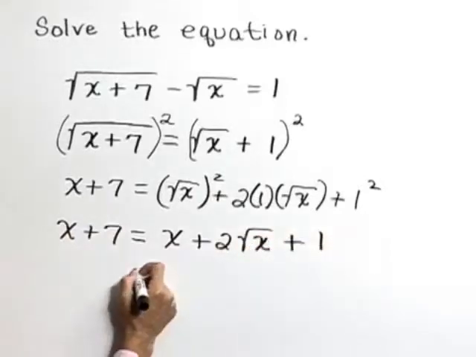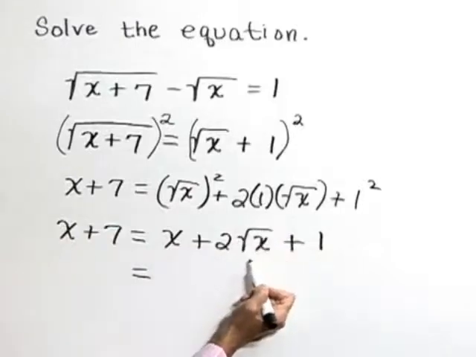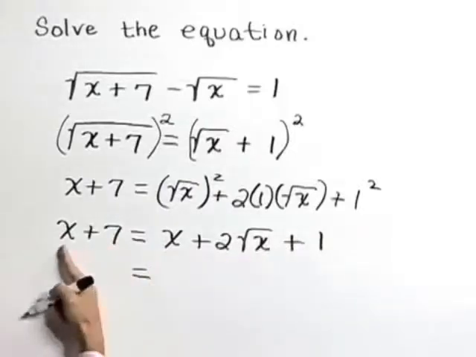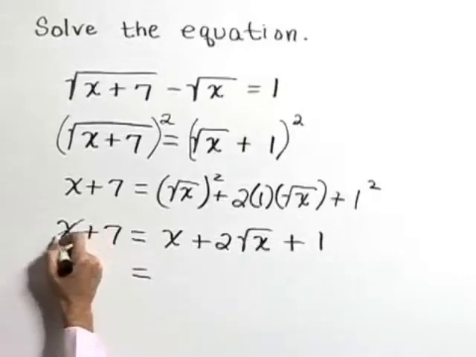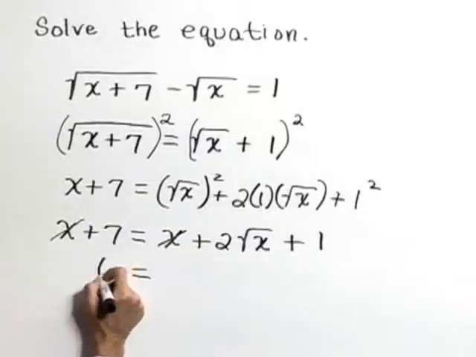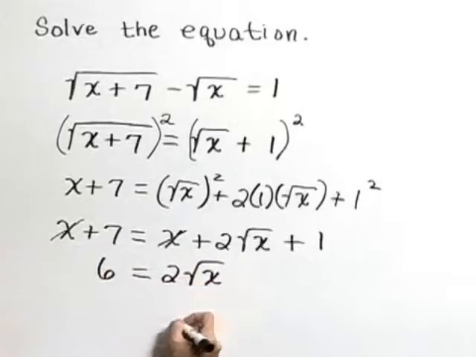end. As a next step, we see that we still have a square root radical in this equation. Let's isolate it and then square both sides again. Subtracting x from both sides eliminates the x. If we subtract 1 from both sides, 7 minus that 1 is 6. So 6 is equal to 2 times the square root of x.